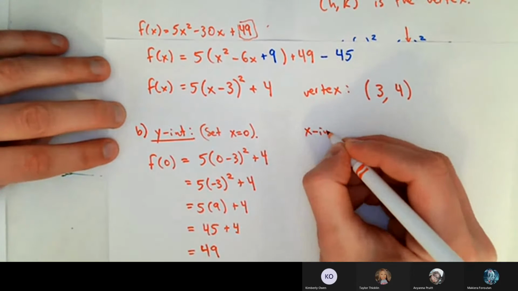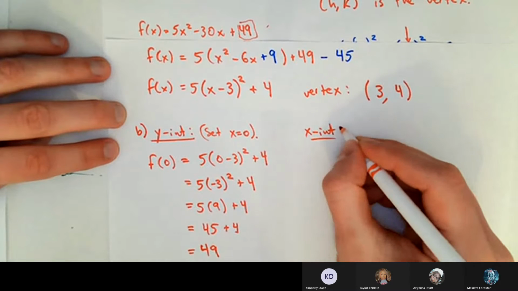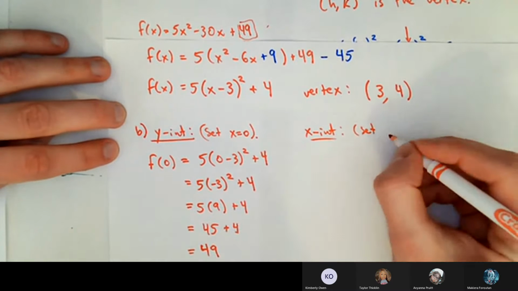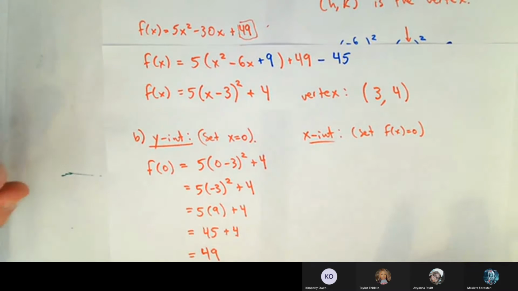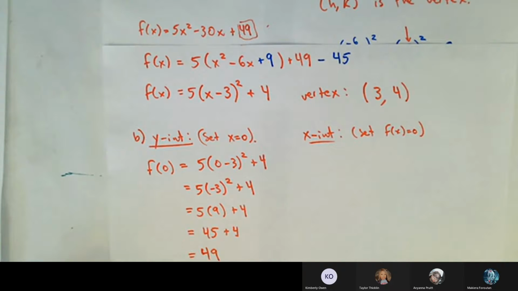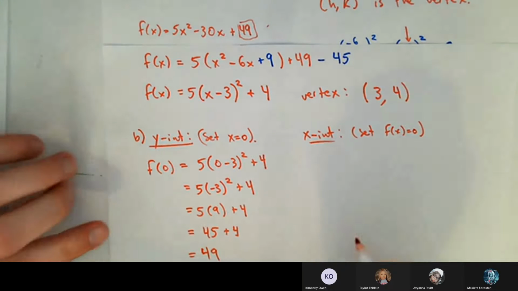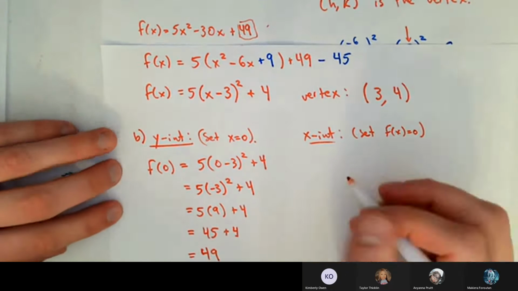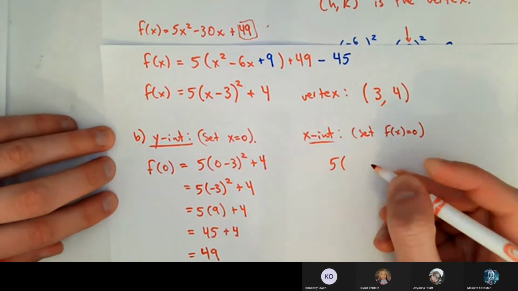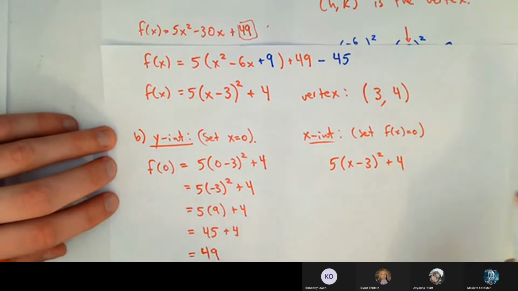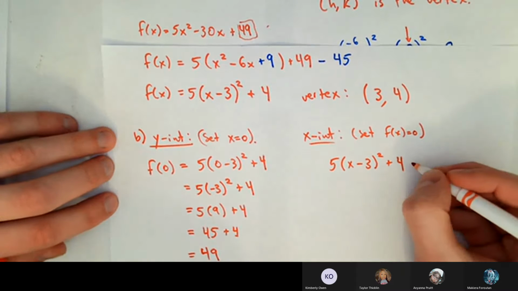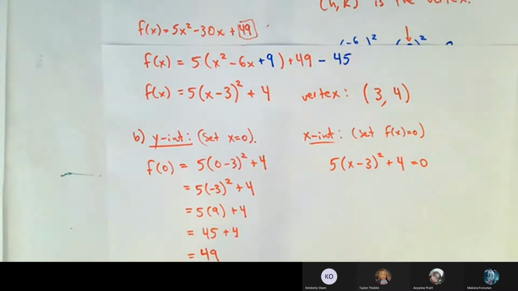Now, x-intercepts. We set the output equal to 0. So instead of setting input equal to 0, we set output equal to 0. Now, in this case, you will want to use that form that we built for sure. It's good for solving this. So we say, here's the function. This is f of x. This is the function in its new form. And we're setting it equal to 0, and we're solving for x.